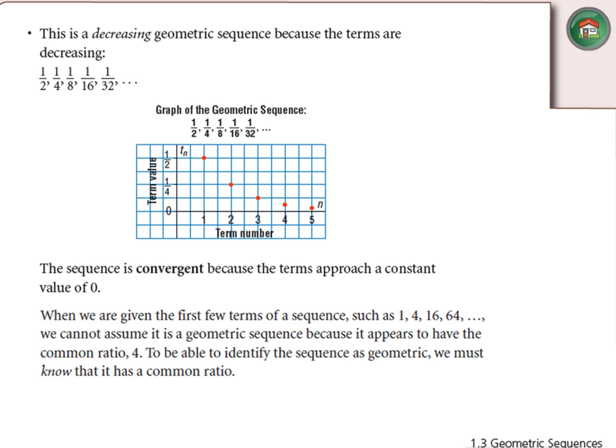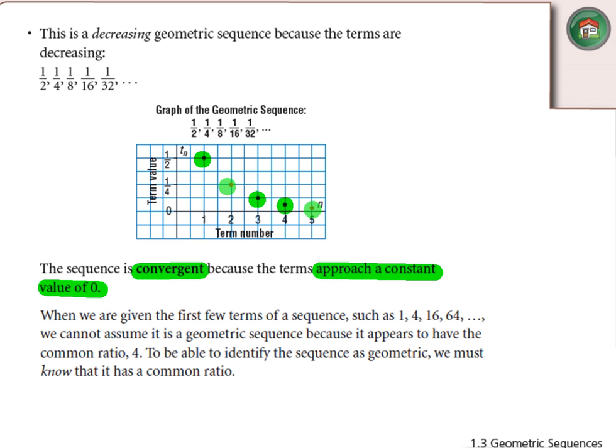Well, let's look at one that is decreasing then. Means it's coming down. We can see that these points are going down, so they're decreasing. And if we notice, they're getting closer and closer and closer to a value of 0. They're converging. This is convergent. So it's either divergent, going away, not coming to a certain value, or convergent, approaching a constant value.